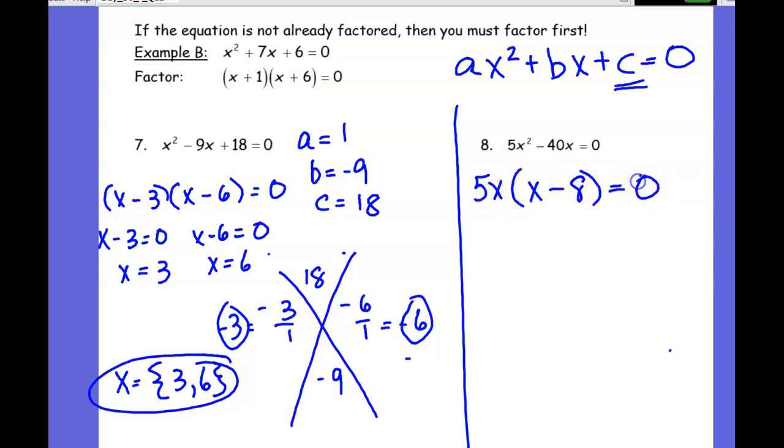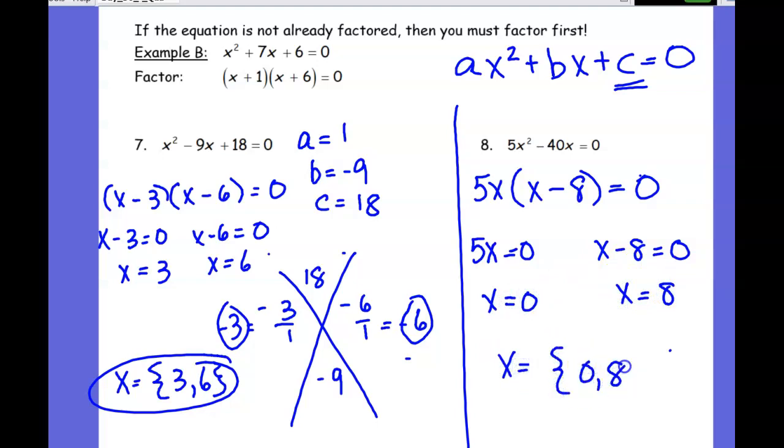And you still have your two factors. Using the zero product property, now you're going to set 5x equal to 0, and you're going to set x minus 8 equal to 0. Divide both sides by 5, so your x is 0 and your x is 8. So your two solutions would be 0 and 8.